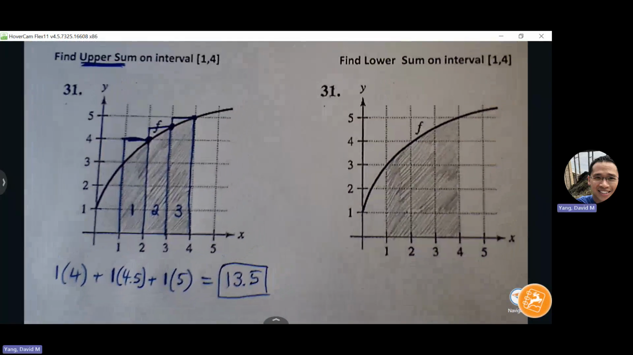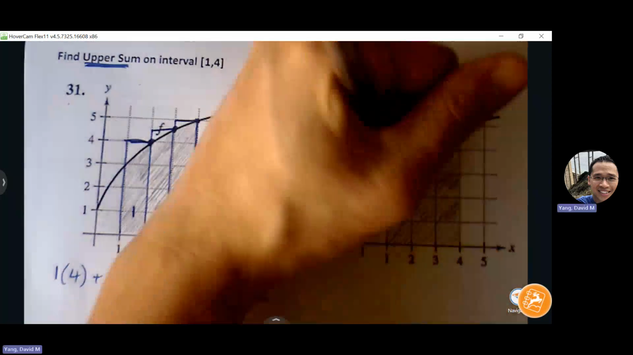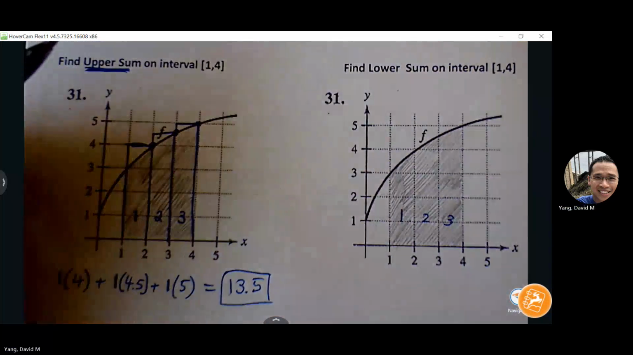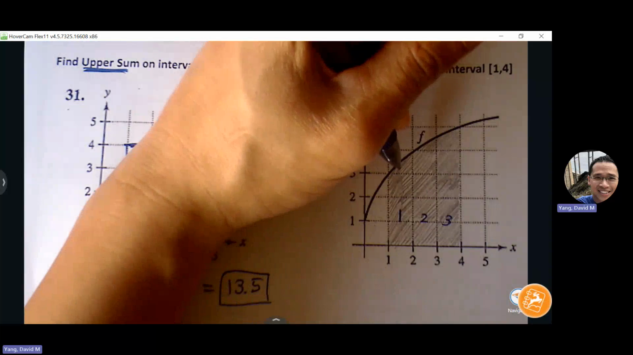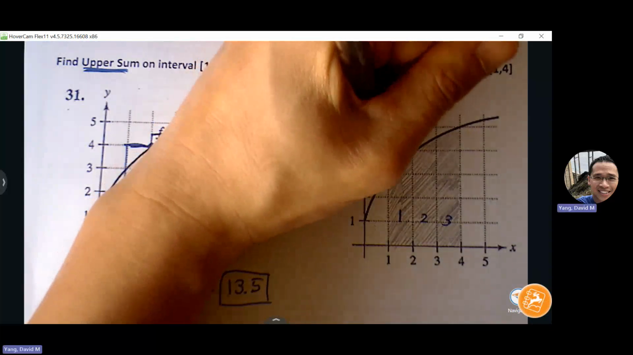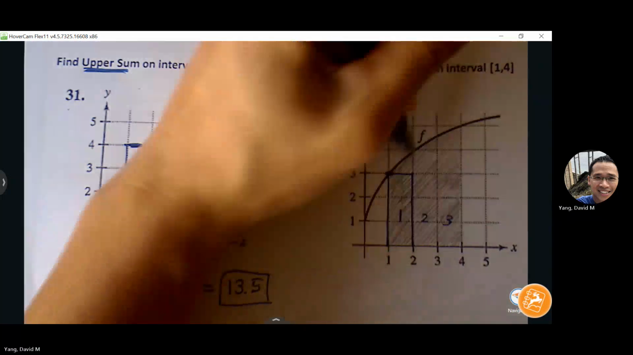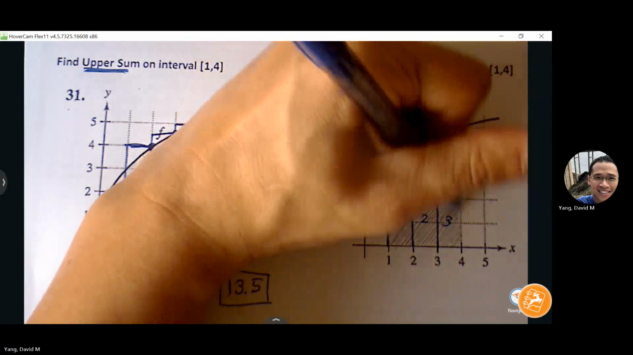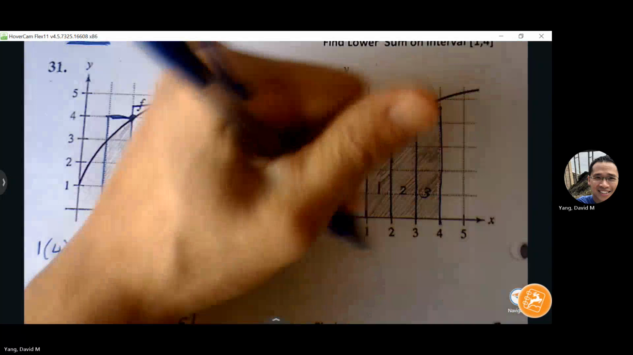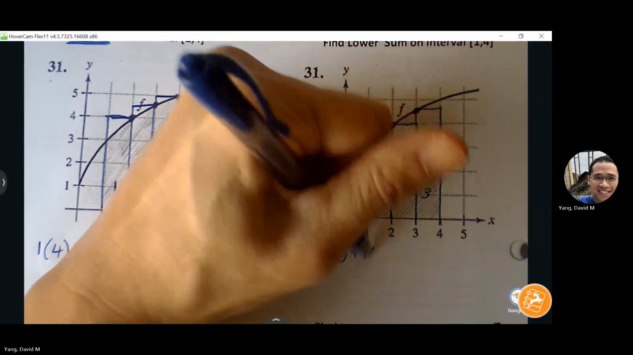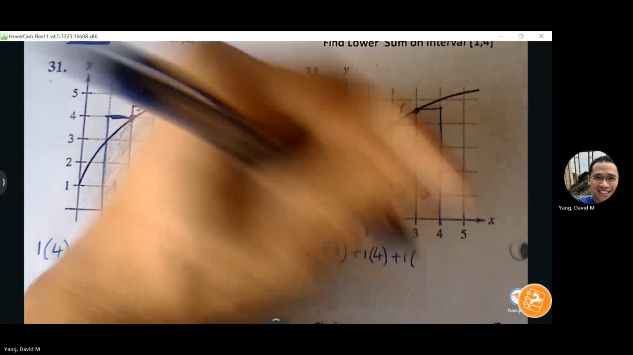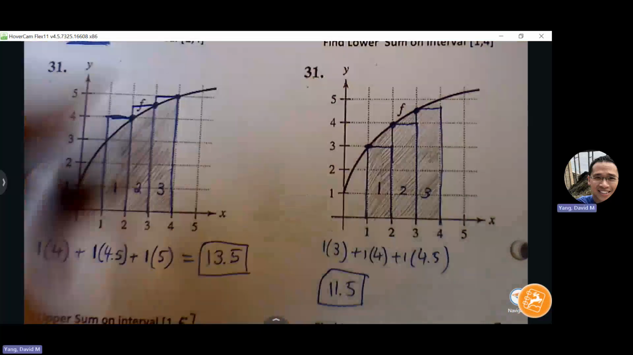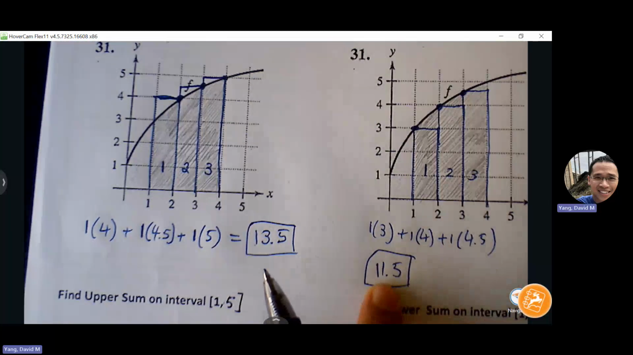Okay, let's find the lower sum. Same region, same number of subintervals. But this time we're going to choose the left endpoint, because the function is always increasing, so my left endpoint will always be sitting lower. It makes sense that my lower sum is smaller than my upper sum.